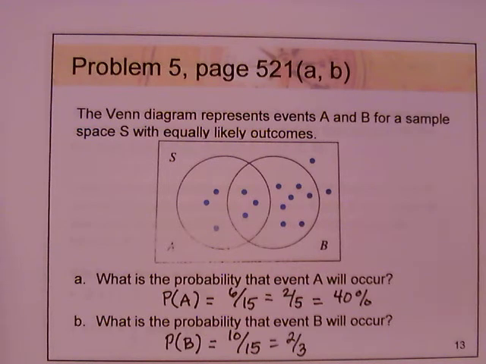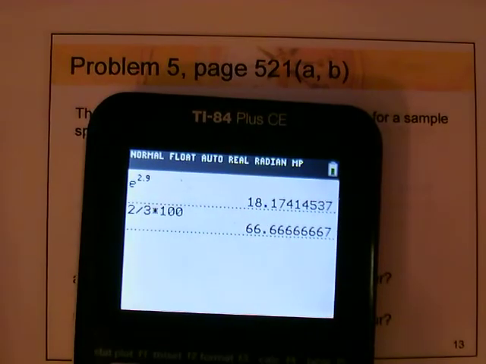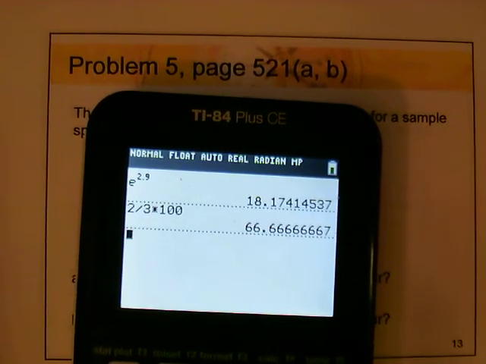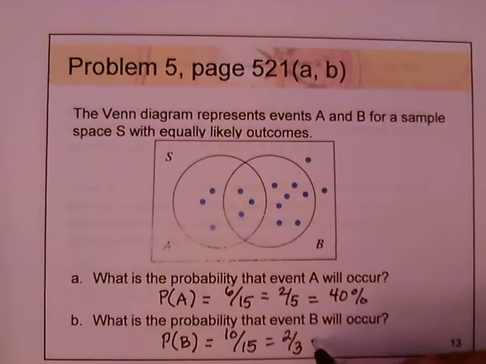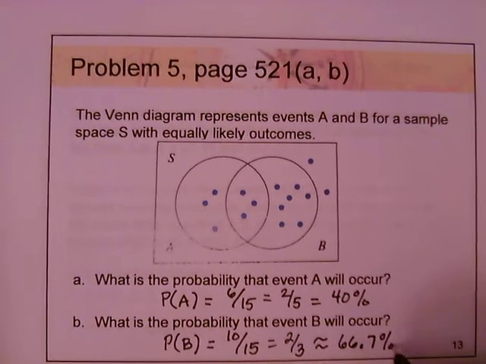And then times 100. It's going to give me this decimal value, 66.6666. But I'm going to round this off to one decimal place, so it'll be 66.7%. So this will be approximately 66.7%.